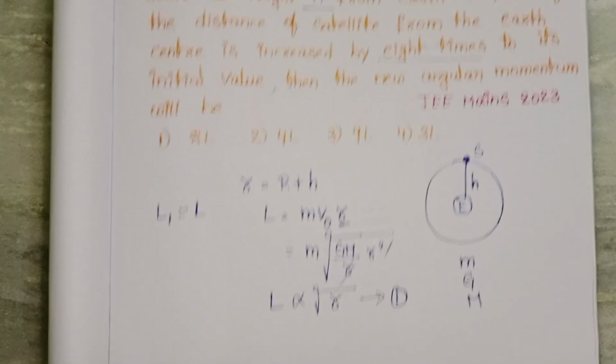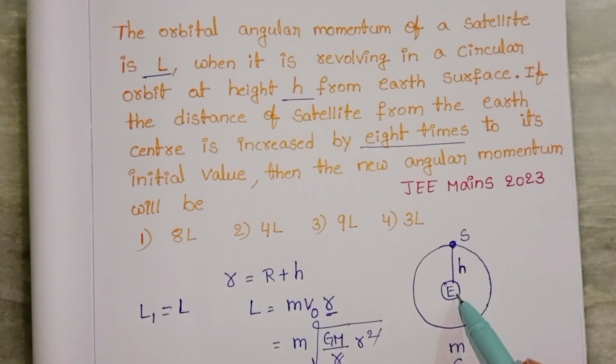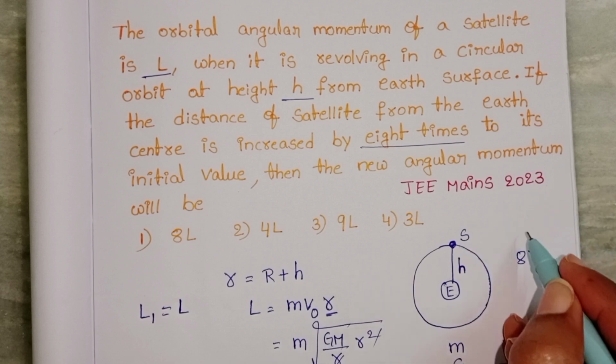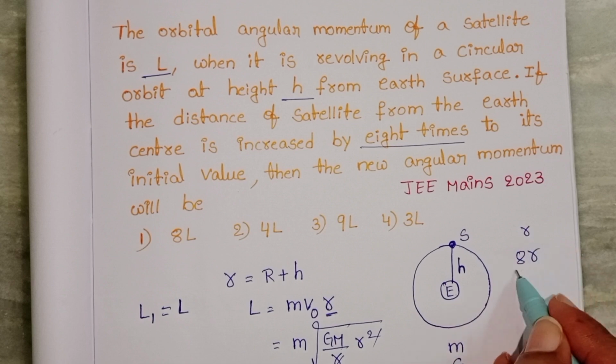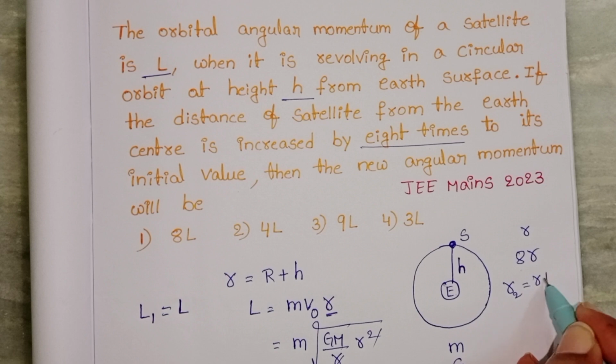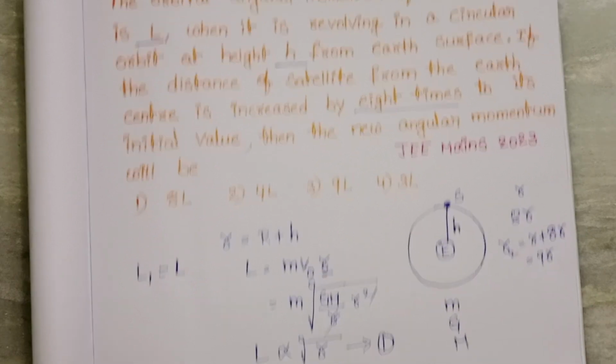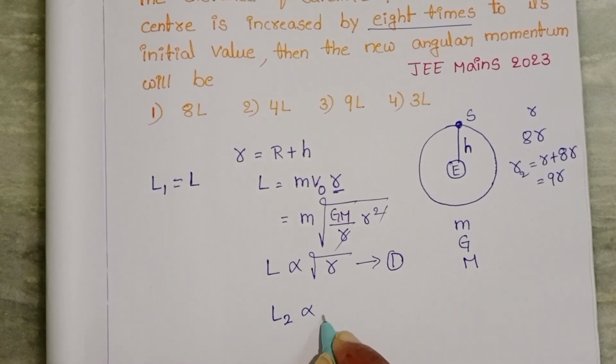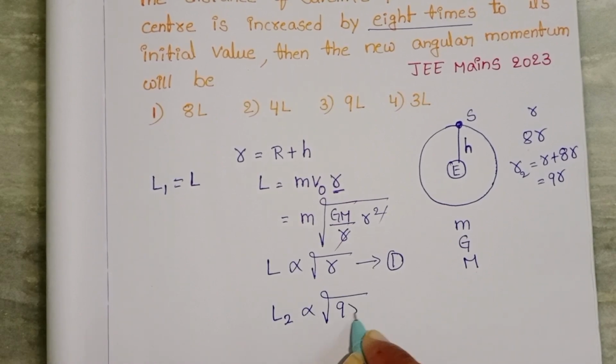Now, the distance of the satellite from the Earth center increases to 8 times. Initial distance r, now it increases to 8 times. The final distance becomes 9r. Now, L2 is proportional to square root of 9r.